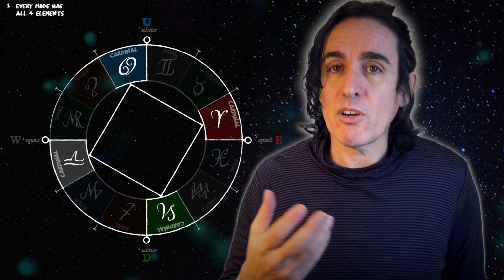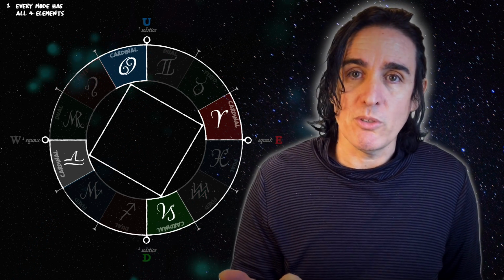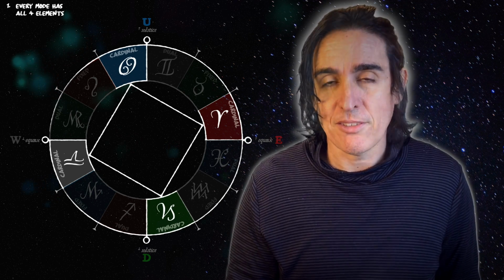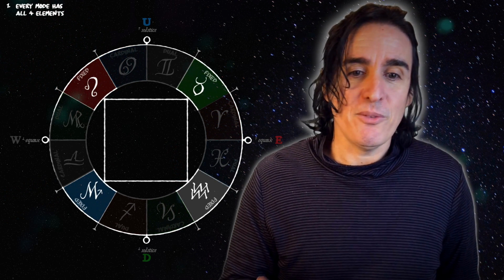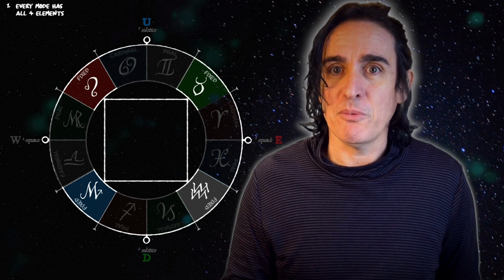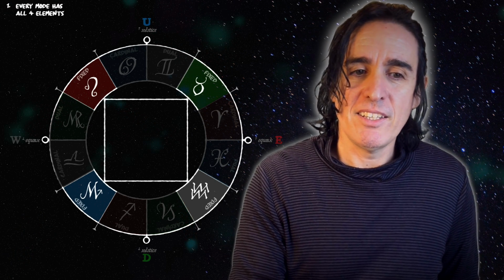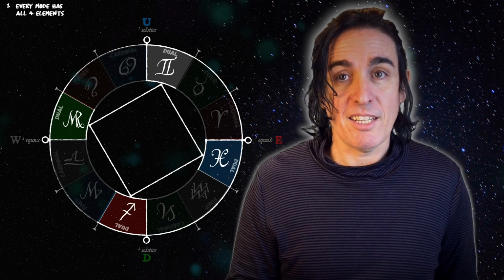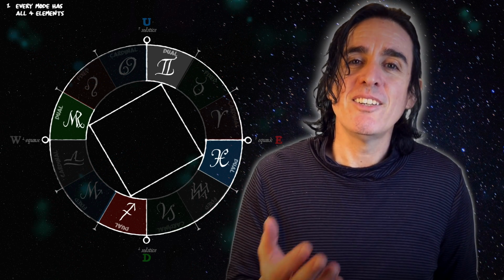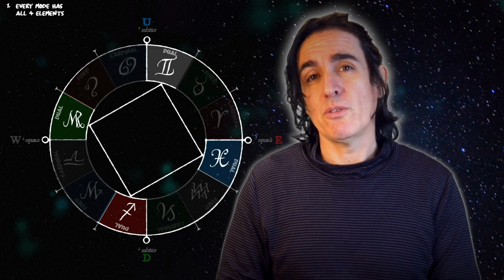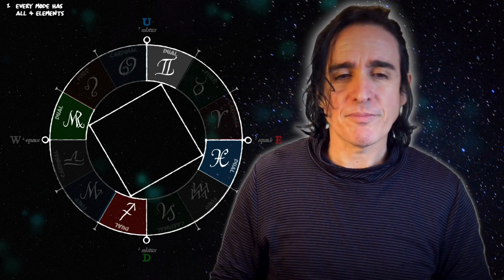So here you see the 4 cardinal signs. One of them is fire, one of them is water, one of them is air, the other one is earth. Here you see the 4 fixed signs. One of them is fire, one of them is water, one of them is air, one of them is earth. And here you see the 4 dual signs. Guess what? One of them is fire, one of them is water, one of them is air, one of them is earth. That's cool. That's perfect balance.